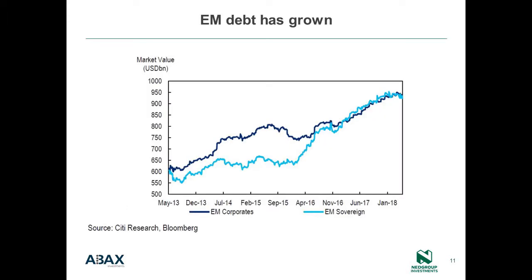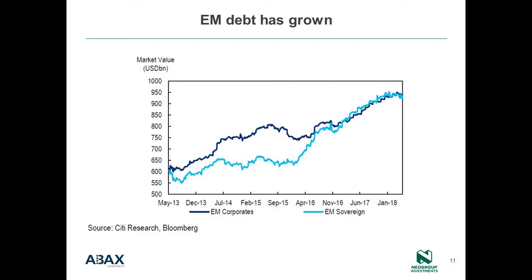EM debt has grown massively. This is the dollar market value. Even in the last 2 years, you've seen about $400 to $500 billion combined in terms of EM corporates and EM sovereign. That is a lot of debt which has been issued, and the reason for that is that the foreigners, the developed market investors, have been chasing yield, and they have been demanding debt.